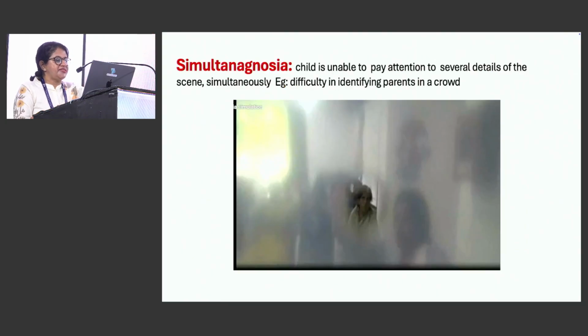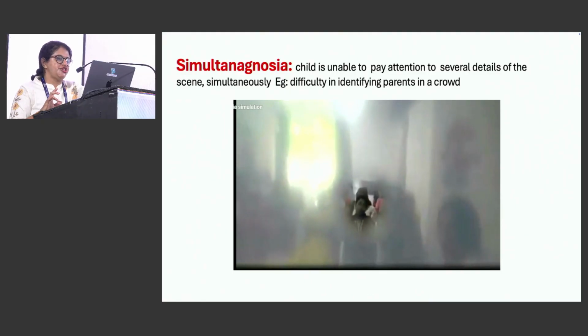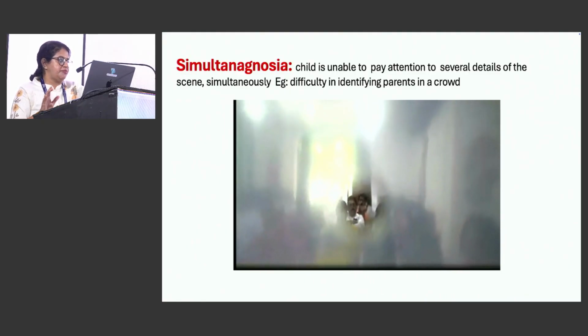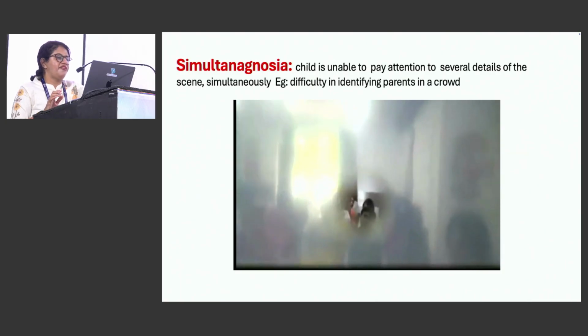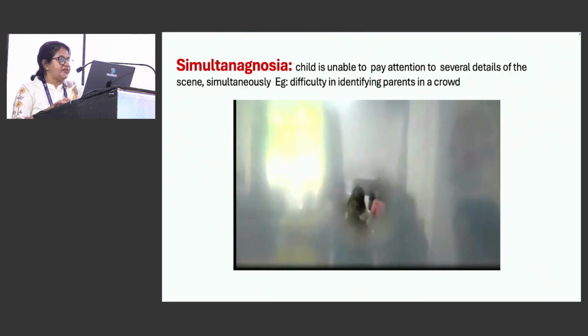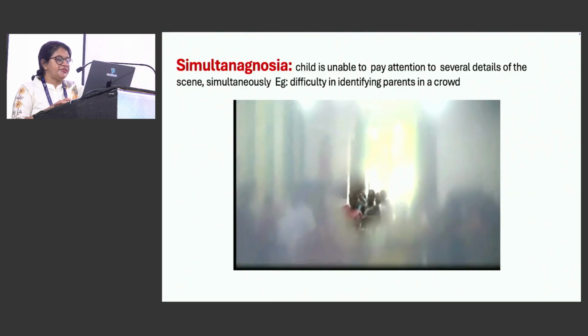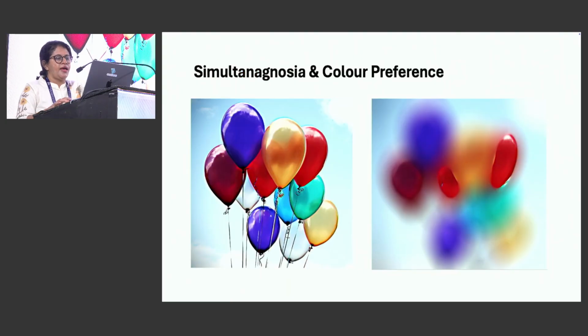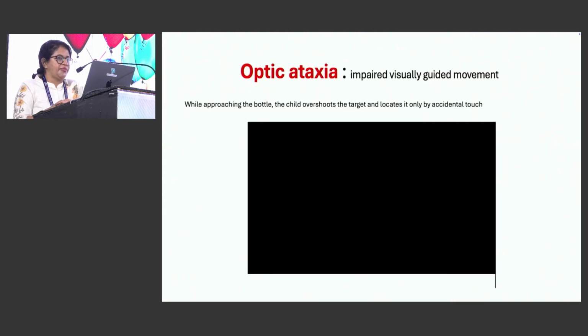So another term is simultanagnosia, where the child is unable to pay attention to several details of the scene simultaneously. Example, the child finds difficulty in identifying the parents in a crowd, like this. The child's view will be like this. And simultanagnosia may be associated with color preference as well. The child is able to see only the red balloons here.